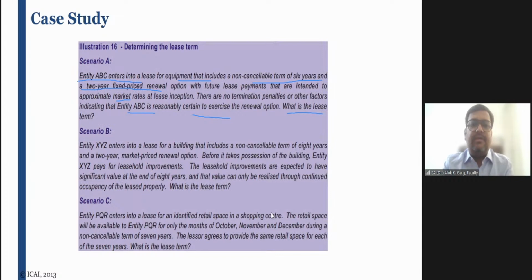right? Scenario B, entity XYZ enters into a lease for a building which includes a non-cancelable term of 8 years. So non-cancelable period 8 years. And a 2-year market price renewal option. So 2-year renewal option is there, but it will be at market price. Before it takes possession of the building, entity XYZ pays for leasehold improvement. And the leasehold improvement are expected to have significant value at the end of 8 years. And that value can only be realized through continued occupancy of the lease property. What is the lease term?